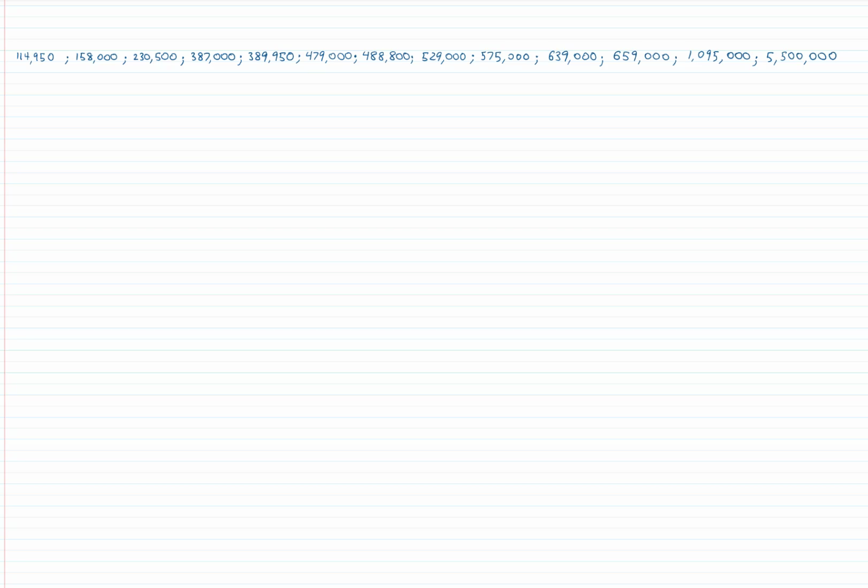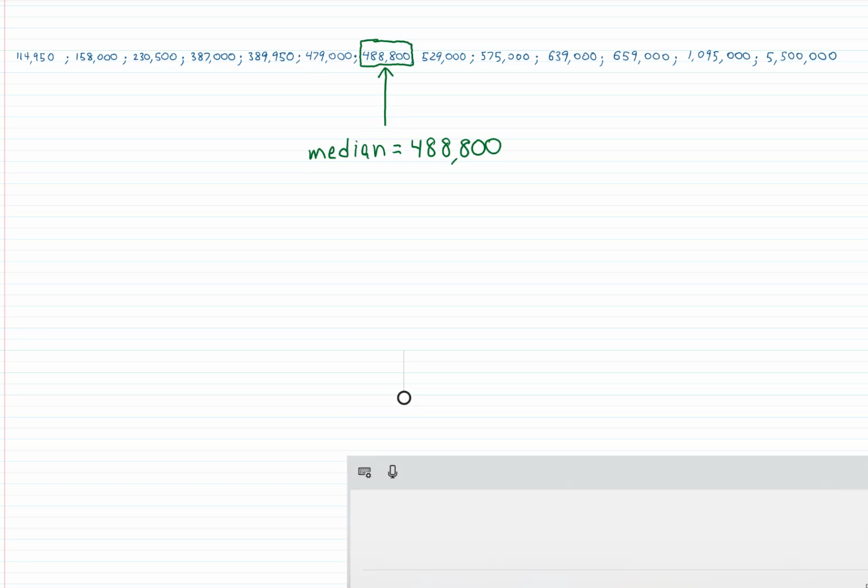So we first find the median. Now there's 13 numbers, so the seventh one will be right in the middle. There's our median. It's 488,800. Now, that's also called the second quartile.